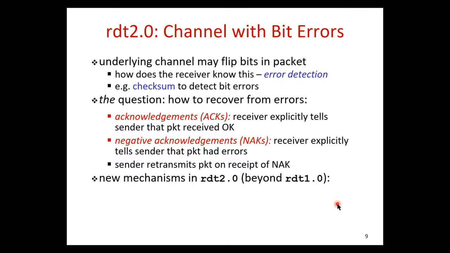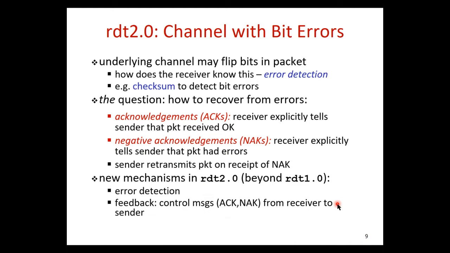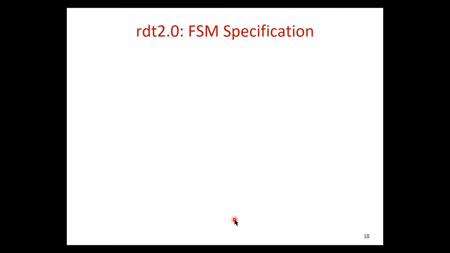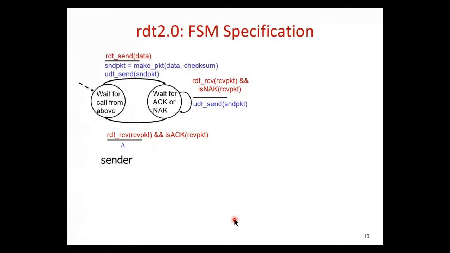In order to do that, we need to add some new mechanisms to RDT 1.0, and the result is called RDT 2.0. We need error detection at the receiver, for example, checksum, but there are other error detection mechanisms. And then we need a feedback channel where we can send these control messages, which can be ACK or NAK. Okay, and then if we look at the FSM for 2.0, at the sender, we have two states.